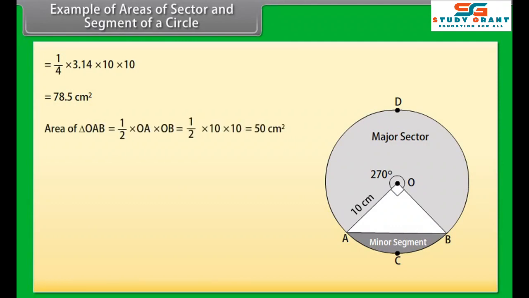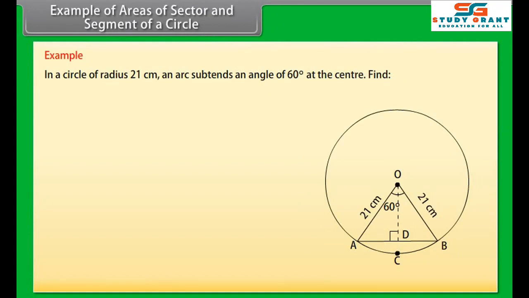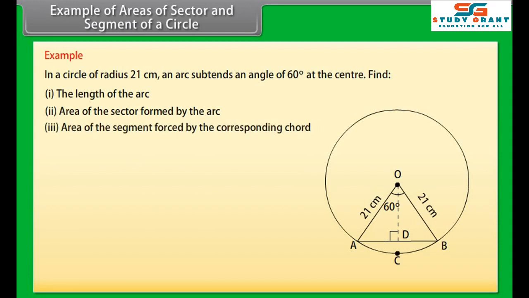Area of minor sector OACB is equal to 90 upon 360 into pi r square, which is equal to 78.5 centimeters square. Area of triangle OAB is equal to 1 upon 2 into OA into OB, which is equal to 50 centimeters square. Now area of minor segment ACB is equal to area of minor sector OACB minus area of triangle OAB, which equals 78.5 minus 50, which becomes 28.5 centimeters square.